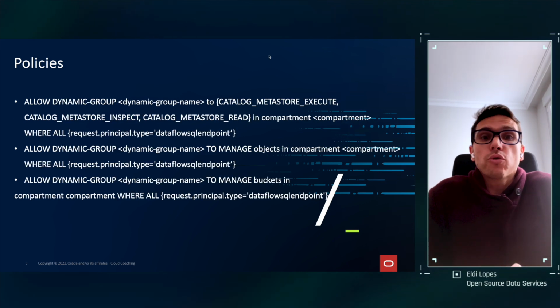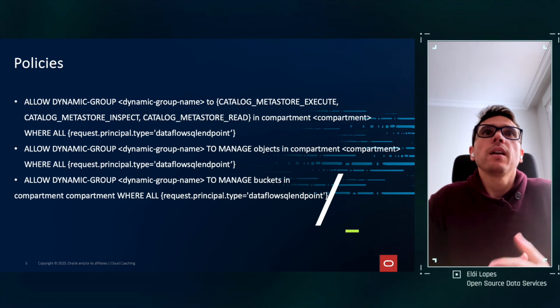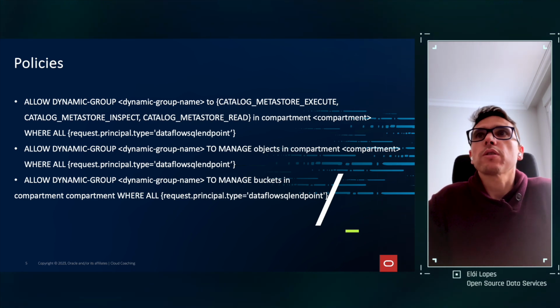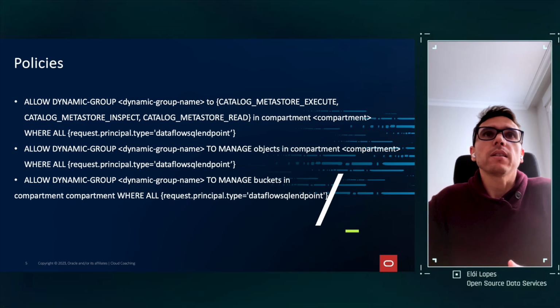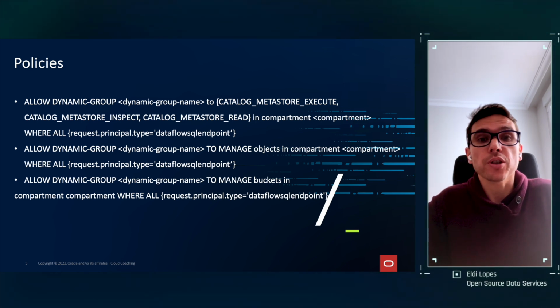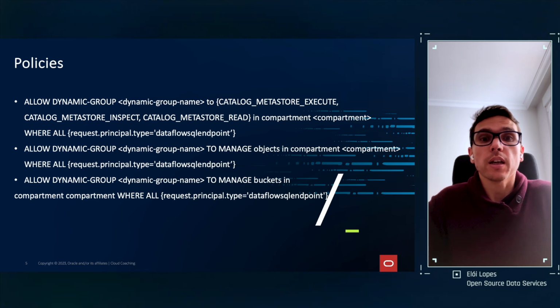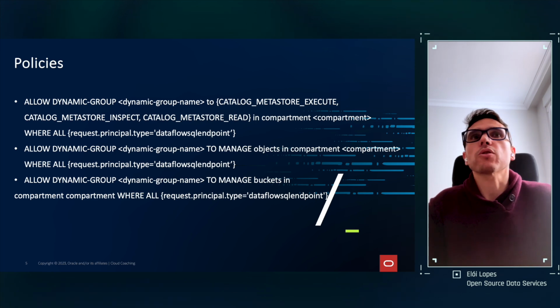Now, you give permissions to that endpoint, the dynamic group, I mean, in order to execute and to give basically permissions to the metastore as well. And in the end, you need to have permissions for objects and buckets, since the files that you are going to read using the SQL endpoint and the metastore, the files are on the buckets. Okay, so you need to have permissions for that as well.